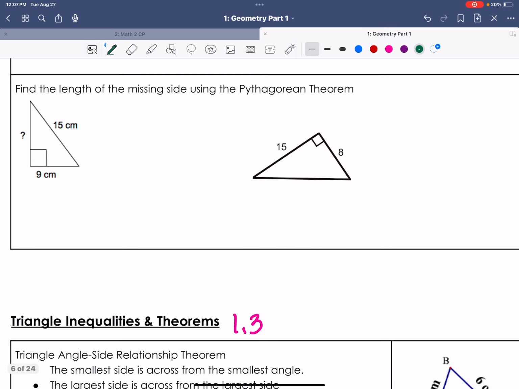And then last but not least, find the length of the missing side using the Pythagorean theorem. So remember, a squared plus b squared, they form the right angle, and then c squared is the hypotenuse, which is opposite the right angle. All right, so here we're looking for this guy, and it doesn't matter necessarily which one's a and which one's b, but they definitely need to be the legs of your right triangle. So we're going to go a squared plus b squared equals c squared to find the missing side.